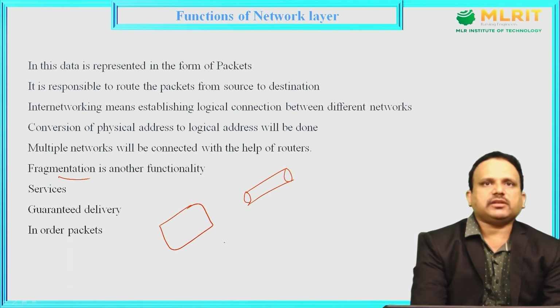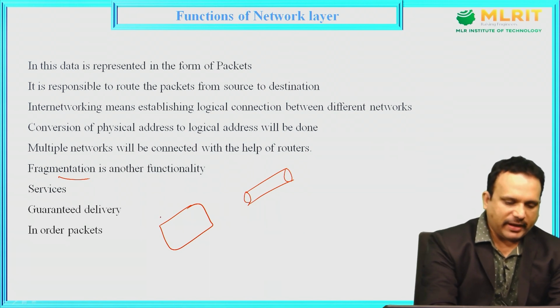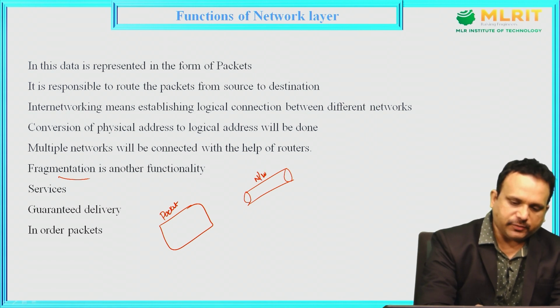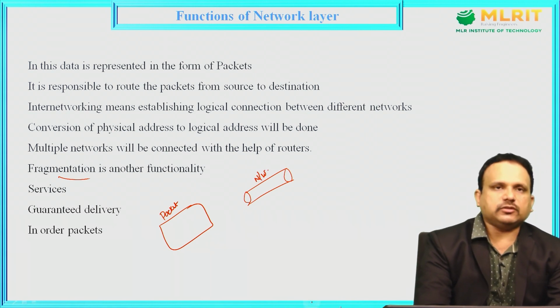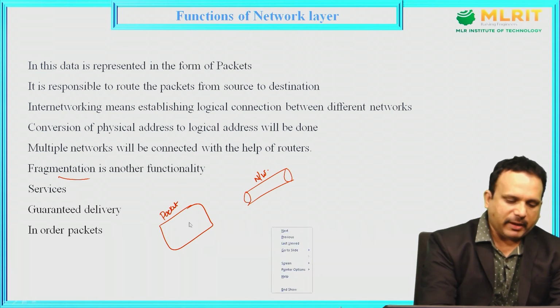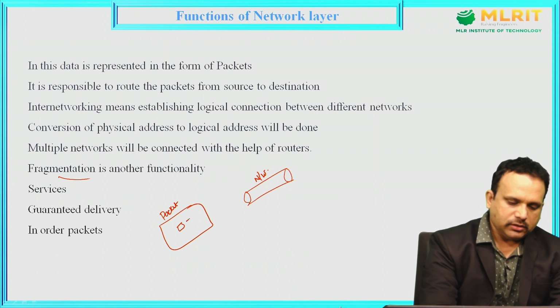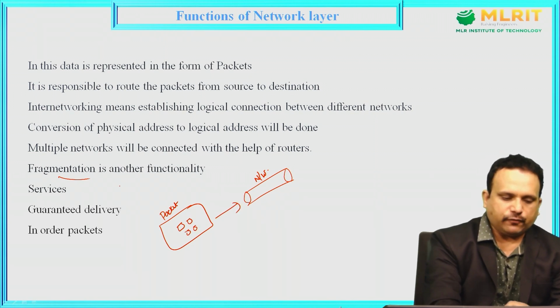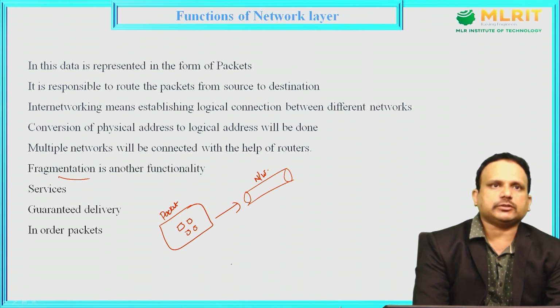So, what happens here, the packet size is very high, this is the packet, and this is the network where it is going to be transmitted. So what happens in this particular fragmentation is that you are going to divide this large packet into smaller packets, which are going to be accommodated in this particular network. That particular functionality we call fragmentation, right?